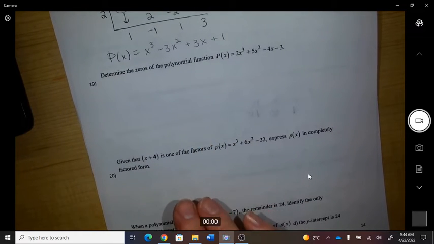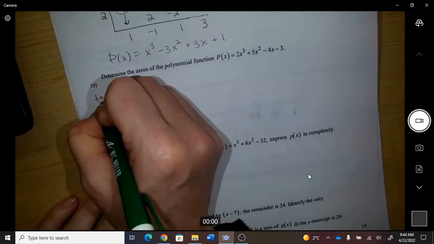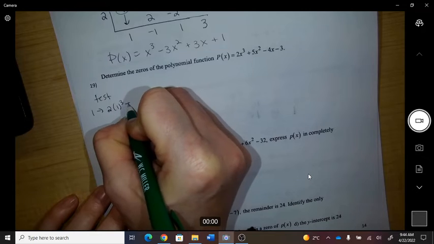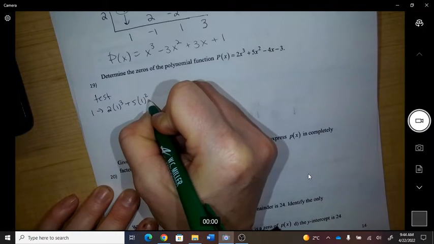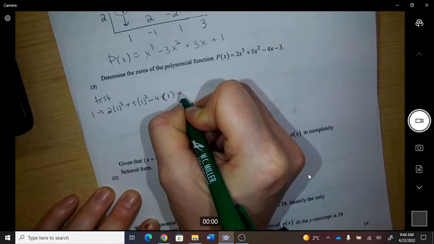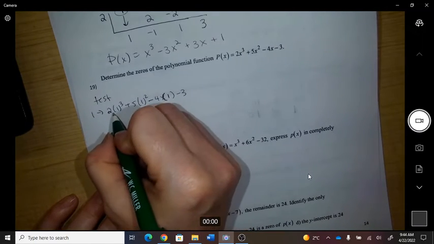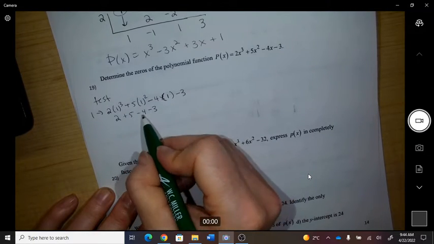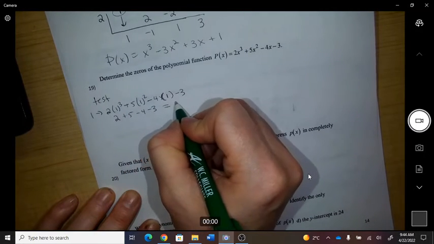Determine the zeros. So we don't have any, so we're going to test. Let's test 1, 2, 1 cubed. Just plug in a 1 and see what happens. So this is 2 plus 5 minus 4 minus 3. That equals 0.